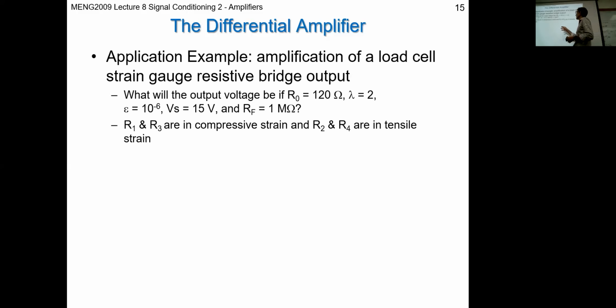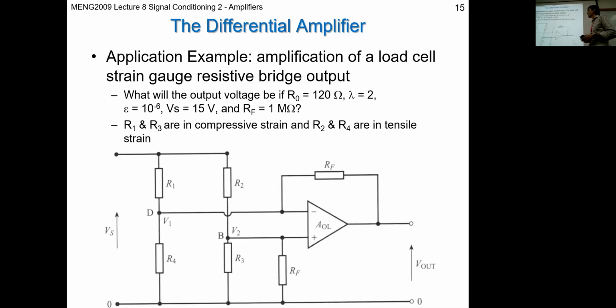What will be the output voltage if our base resistance for our strain gauges is 120 ohms? Lambda equals 2, that's the gauge factor for our strain gauges. And this is our strain, 10 to the minus 6. Remember, strain doesn't have a unit, because it's change in length over length. VS, our supply voltage for the bridge and for the strain gauges, is 15 volts. And in this case, we're going to connect it to an amplifier. We're going to have a feedback of 1 megohm.